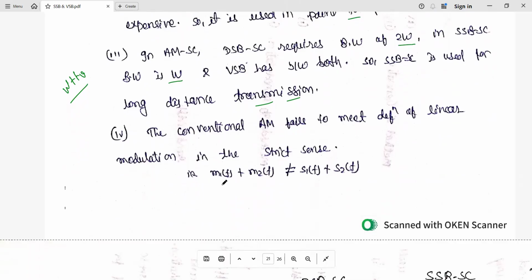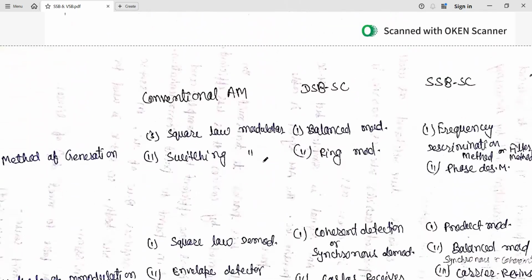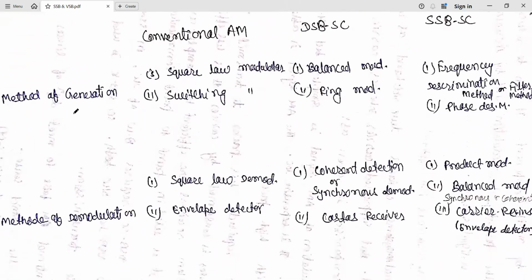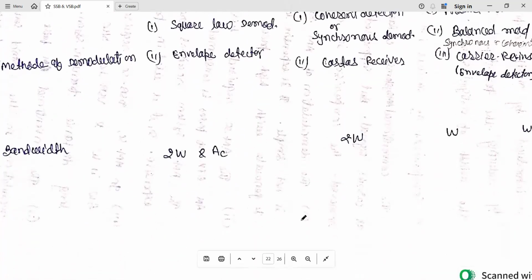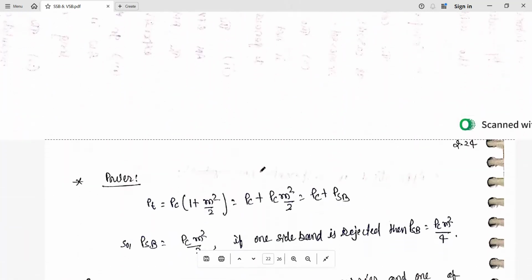Since the modulated signal for m1(t) plus m2(t) is not equal to s1(t) plus s2(t), that is a small deviation. And here different techniques are considered. For the methods of generation in AM, we use the square law modulator and switching modulator; for DSB-SC, the balanced modulator and ring modulator; for SSB-SC, the frequency discrimination and phase discrimination methods. So these different comparisons are done here. Again, the methods of demodulation and bandwidth comparisons are all done here.